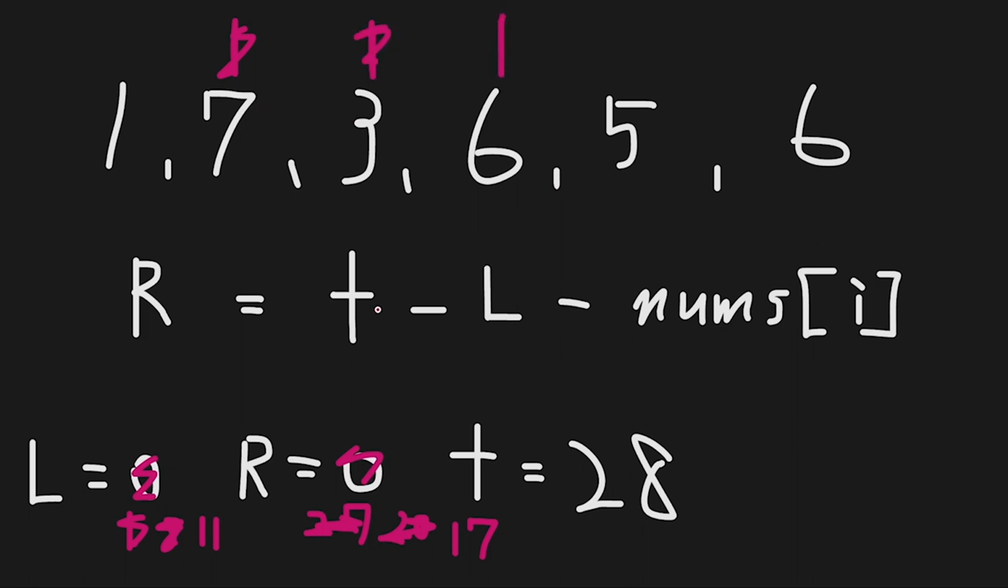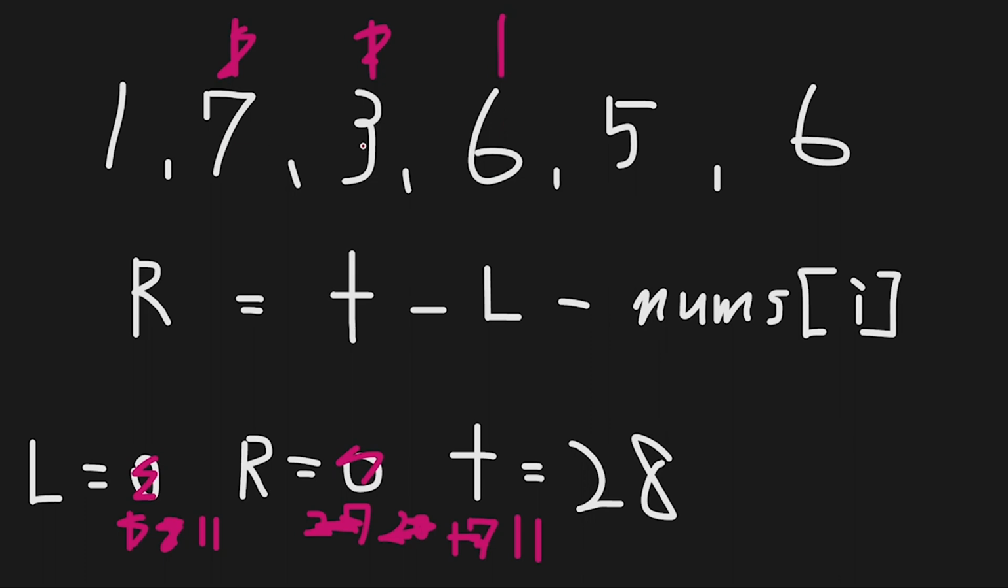So again, calculate the right sum. Total 28 minus left sum 11, and 17 minus 6. So the right sum is now 11. So compare two numbers. Actually, they are the same. In that case, return the current index. So 3. So that's why the pivot index is 3.